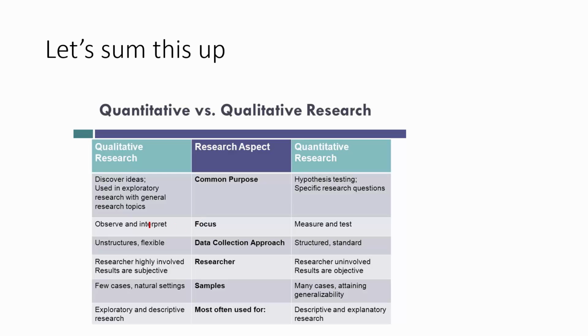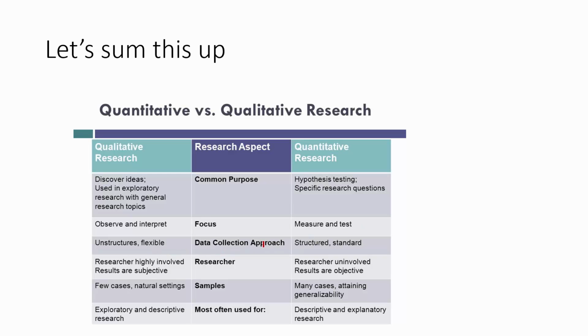In qualitative, we observe and interpret. We can talk to people, we can watch people, we can get studies, but we look at what's happening, we collect information, and we make interpretations. In the quantitative world, we set up variables, we measure the variables, we test hypotheses and come to our conclusions.